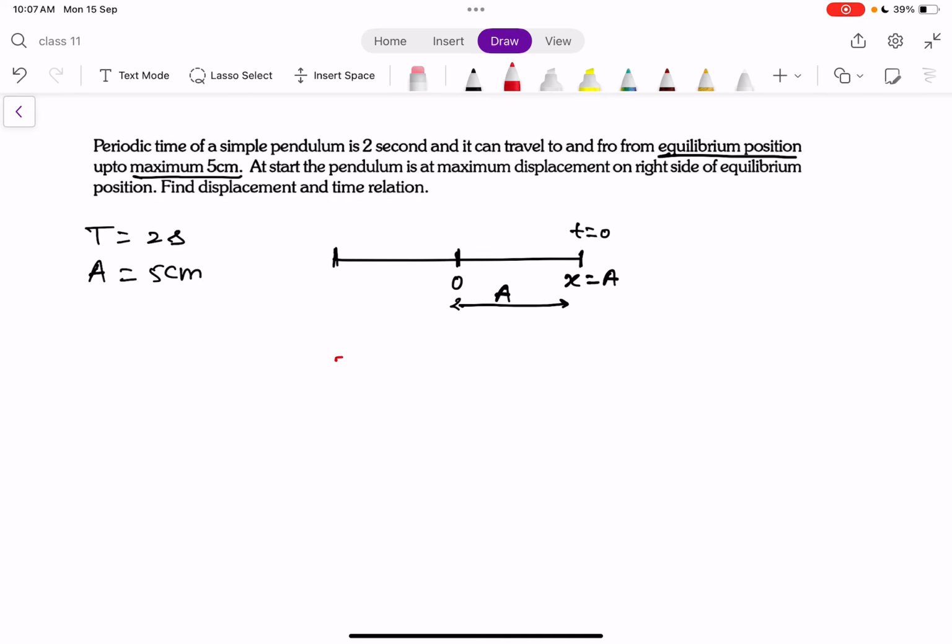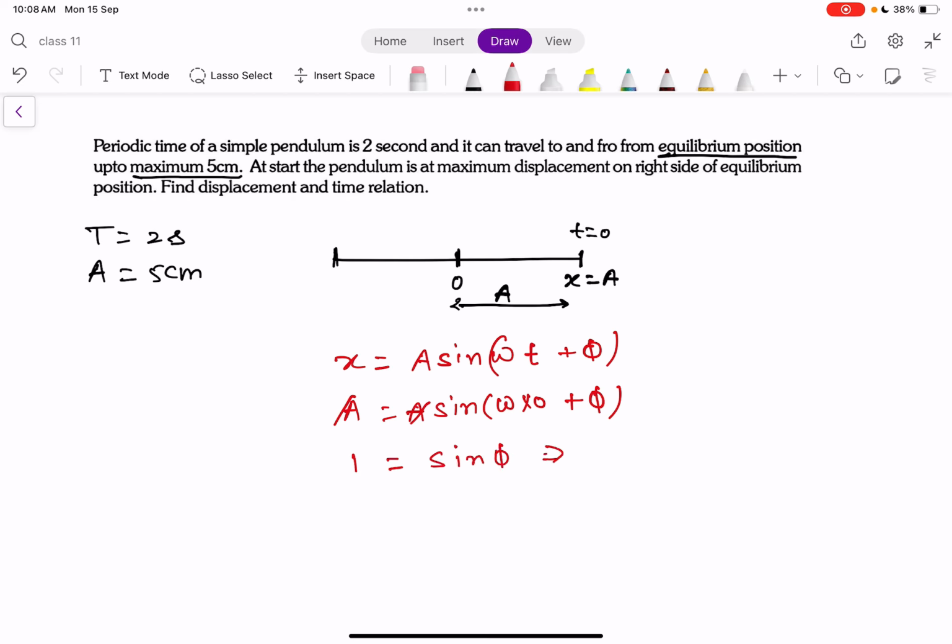Okay, so x is equal to a sin(omega t plus phi). Writing this expression, the equation of SHM, x equals a sin(omega t plus phi), where t is time. We get 1 equals sin phi. Phi is pi by 2. So the phase angle is pi by 2.